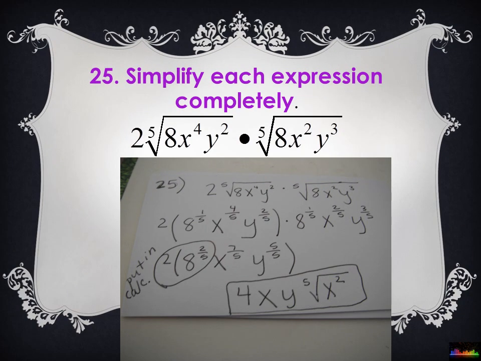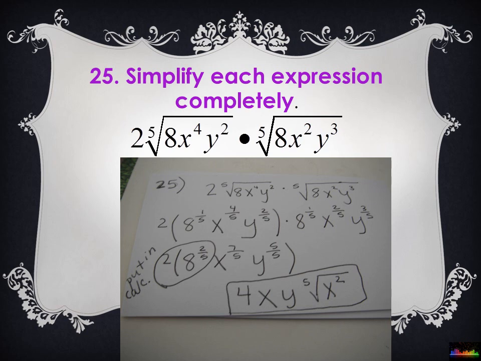For this one, it says simplify each expression completely. So we have 2 fifth root 8 x to the fourth y squared times fifth root 8 x squared y cubed. Again, a lot of these you can kind of do different ways. You could actually put everything that's under the fifth radical under one radical just by multiplying it all, or you could do what's in this worked out solution.